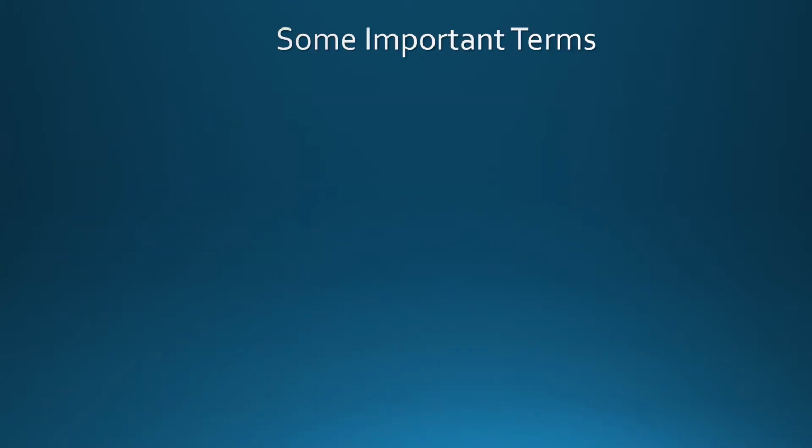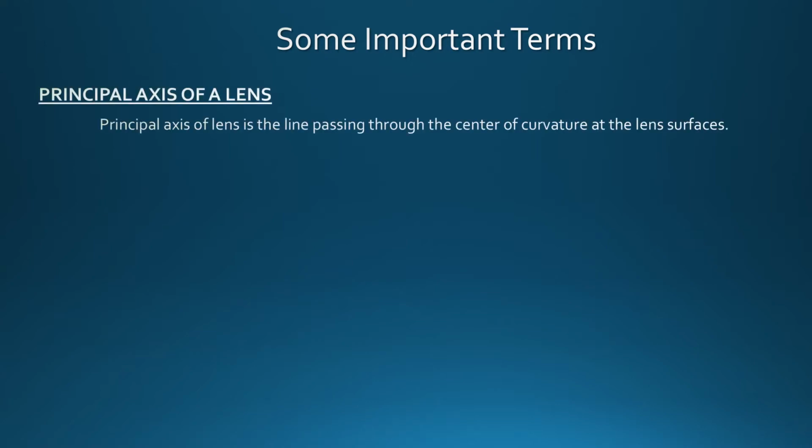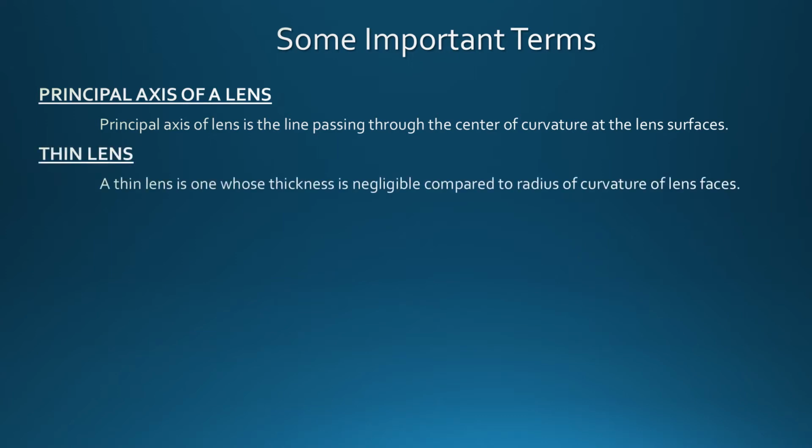Let's understand some important terms which we need while deriving some equations. The first one is the principal axis of a lens. The principal axis of a lens is the line passing through the centers of curvature of the lens surfaces. Next is thin lens. A thin lens is one whose thickness is negligible compared to the radius of curvature of the lens faces.